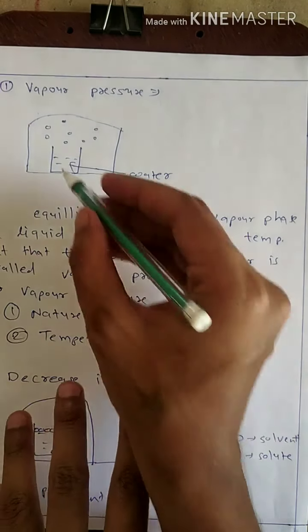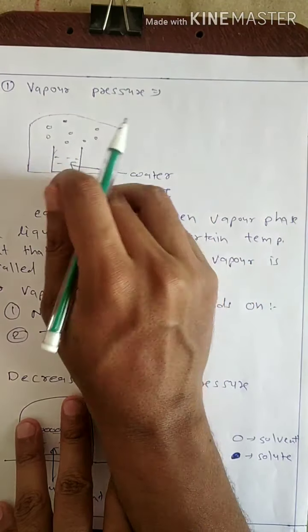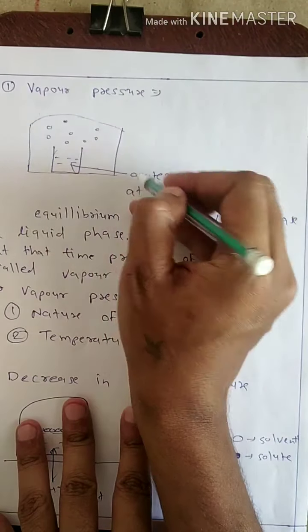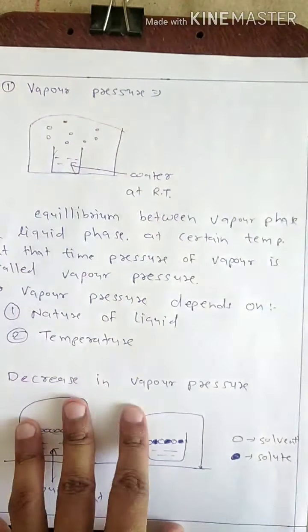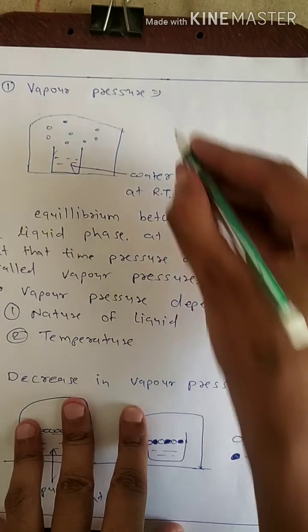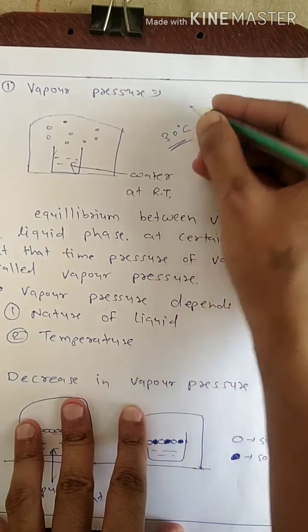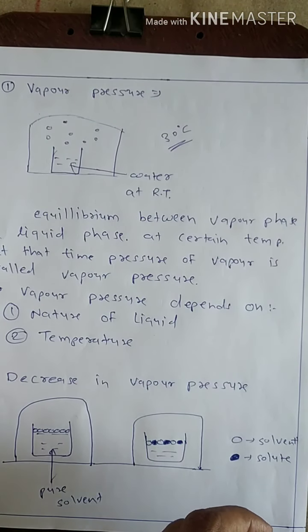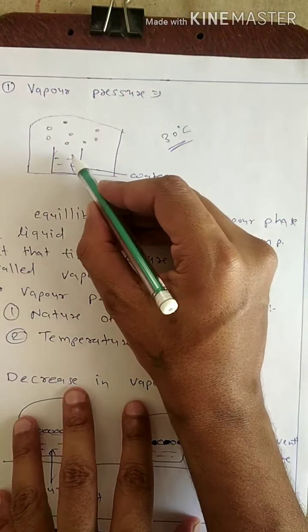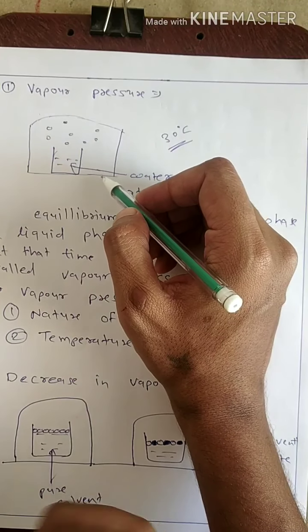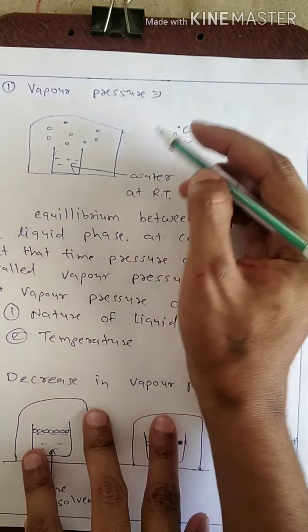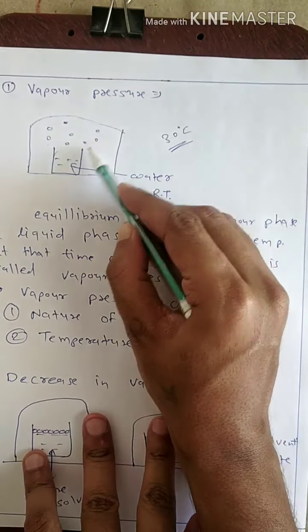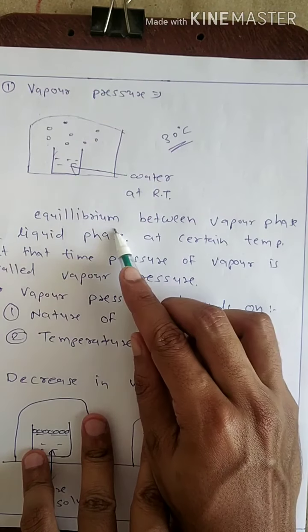I am taking a beaker of water here, and this beaker is covered from all sides. Suppose it is at 30 degrees Celsius, normal temperature, 25 or 30 degrees Celsius. At that time, what will it do? Some vapors, I am not saying all, some vapors are in the environment. That vapor and the liquid will have equilibrium between them.